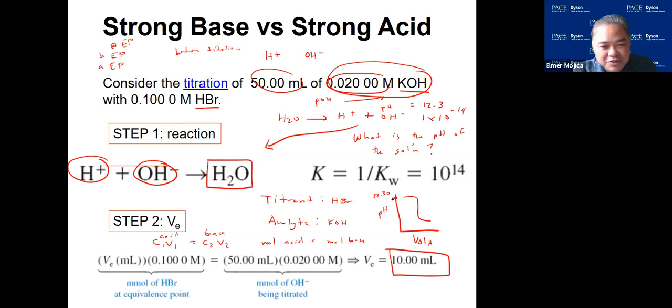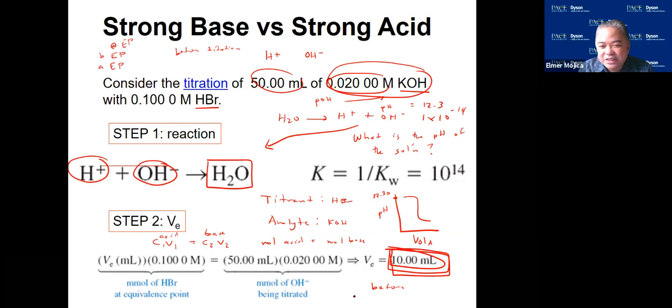And then when you keep adding the acid, okay, what do you think the region is before the equivalence point? Or what does this 10 ml represent? Anyone? Your 10 ml represents what? That's the volume wherein you have the pH at the equivalence point.